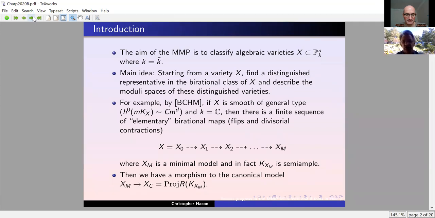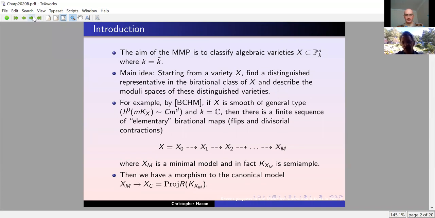So the main idea is you start from any projective variety, and then you find a distinguished representative in the birational class, which is optimal from some point of view. And once you find this distinguished representative, you can try and describe the corresponding moduli spaces. So, for example, if you start with a smooth variety of general type, this means that if you look at multiples of the canonical class, it has many sections. The number of sections is approximately a polynomial of degree equal to the dimension.